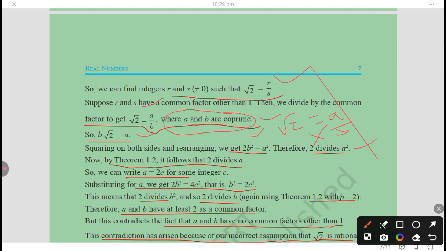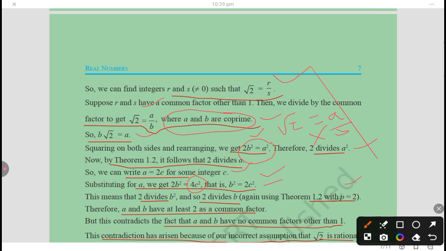Okay, where c is some integer, and put this a equal to 2c in this equation. So you will get 2b square equal to a square. In the place of a square, you write 4c square, because a is equal to 2c. So from here 2b square equal to 4c square, that is b square equal to 2c square. This means 2 divides b square, so 2 also divides b, using theorem 1.2 with p equal to 2.